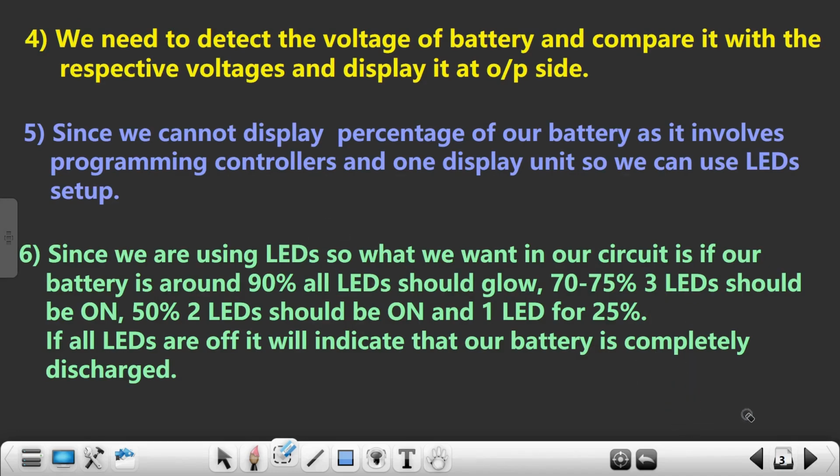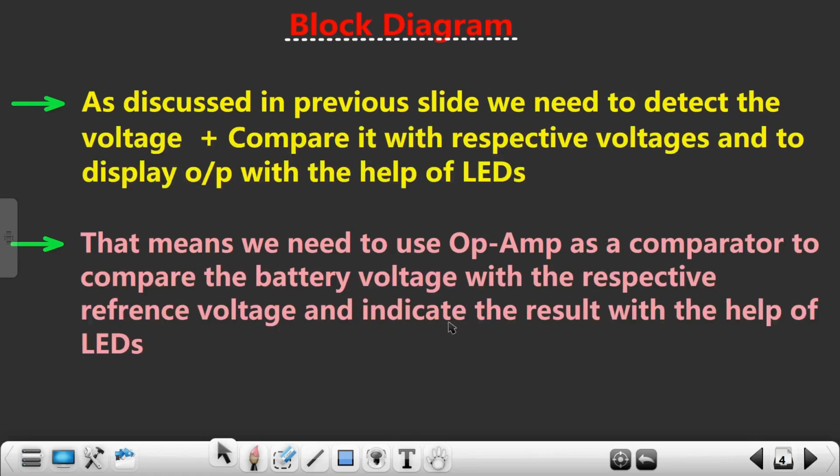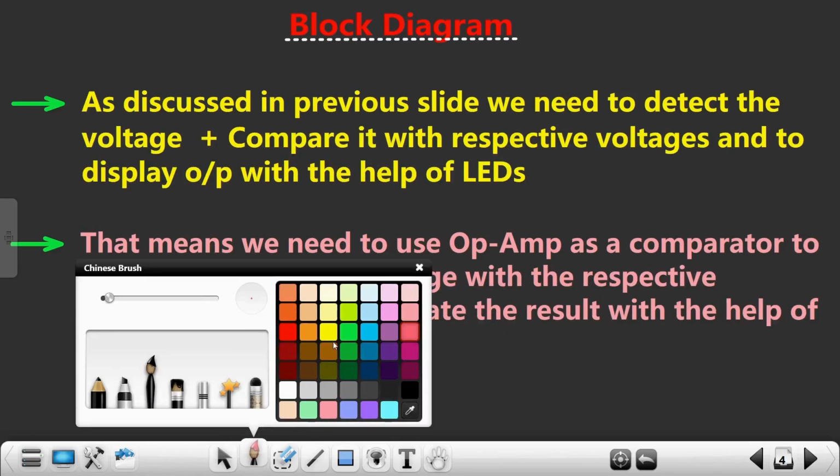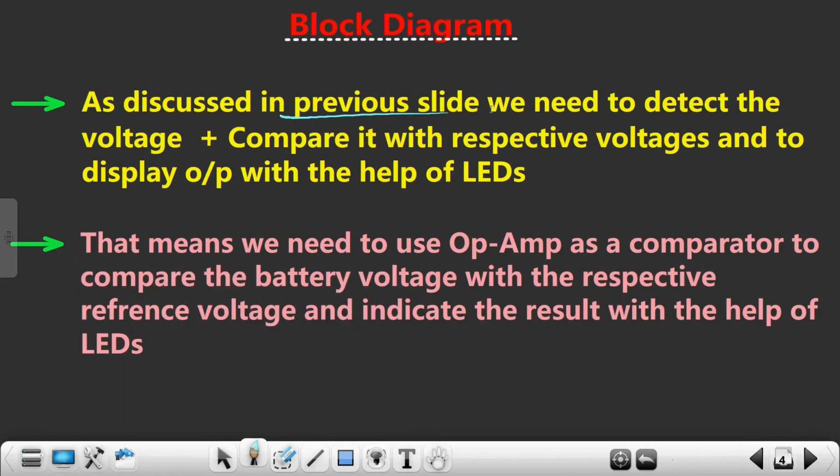Now let's proceed further and let's try to decode a few more things. As discussed in the previous slide, we need to detect the voltage, plus we need to compare it with the reference voltages. Just highlight this particular word, compare. Just make sure that you highlight this particular word, compare. Compare it with the reference or the respective voltages, and then we need to display it with the help of LEDs.